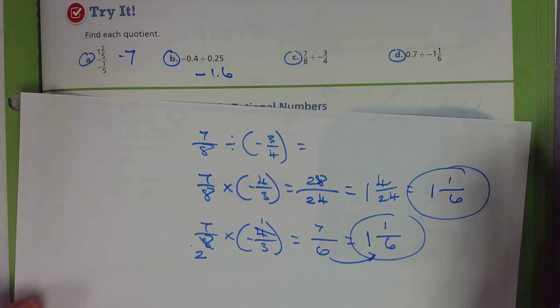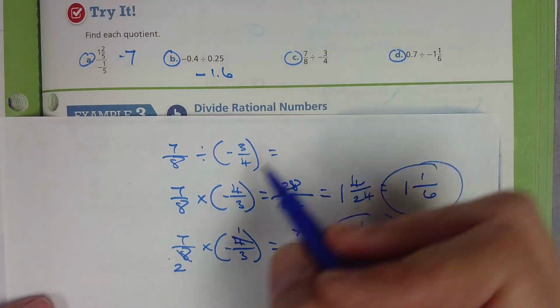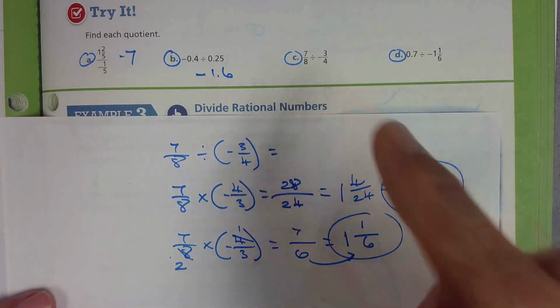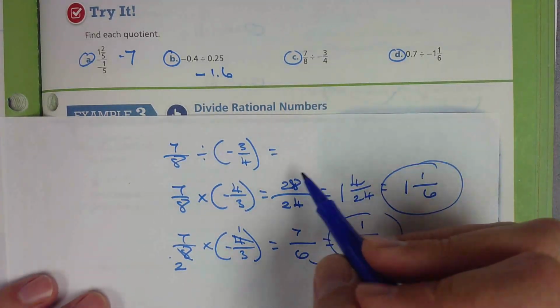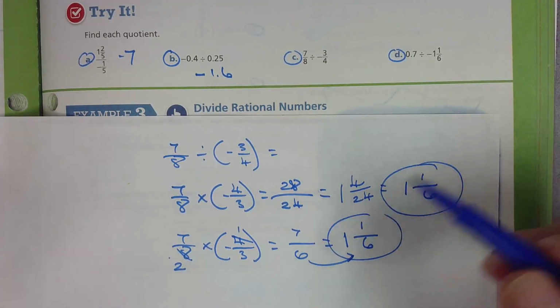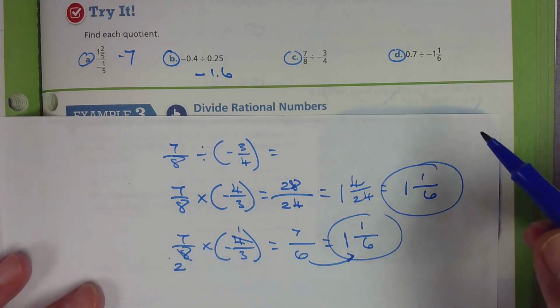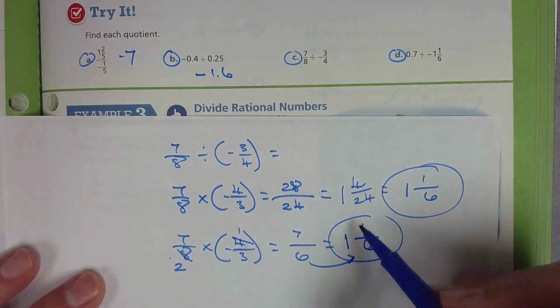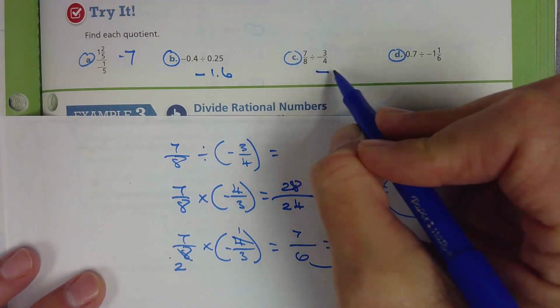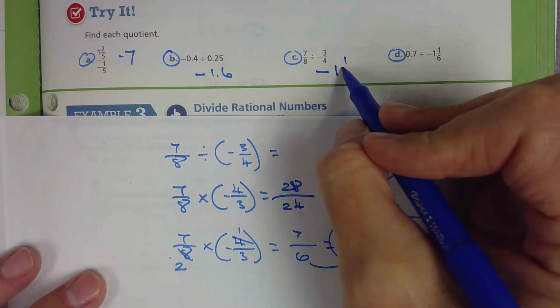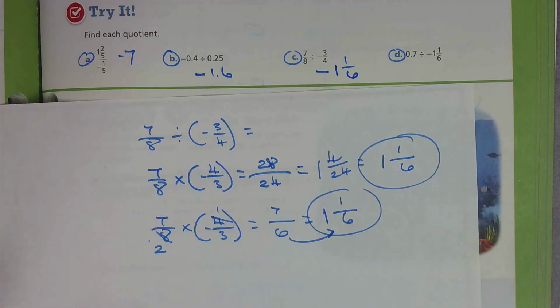Okay. So what do we have here? 1. Oh, wait. Was one of these negative? Yes. So the final answer is, because I'll often just dismiss the negative until I get to the very end, but then sometimes I'll forget. So it is a negative 1 and 1/6. All right.